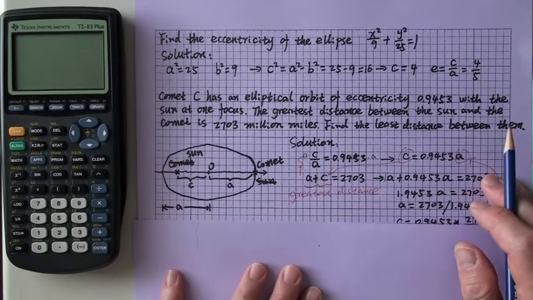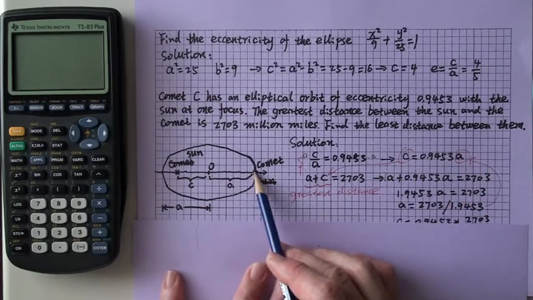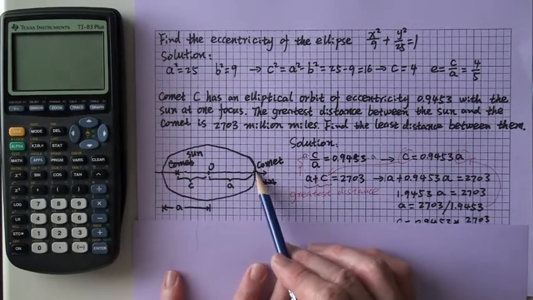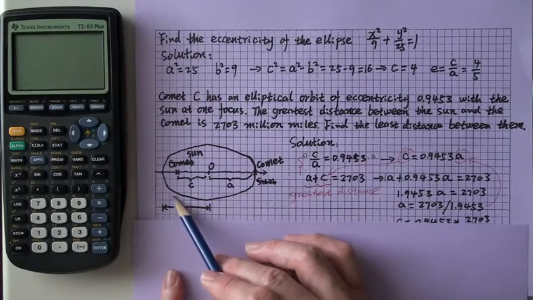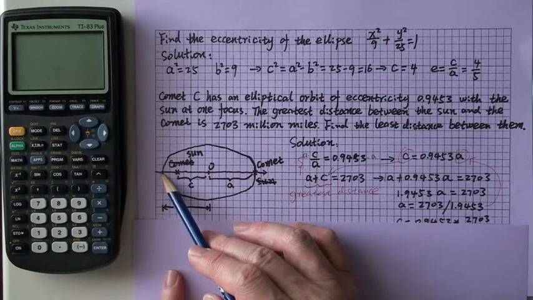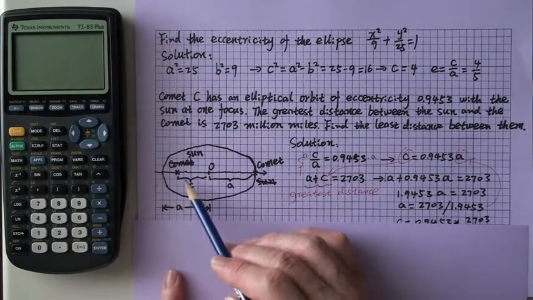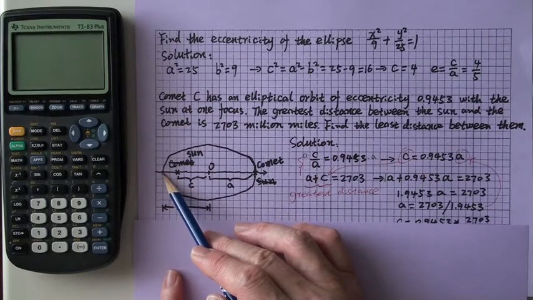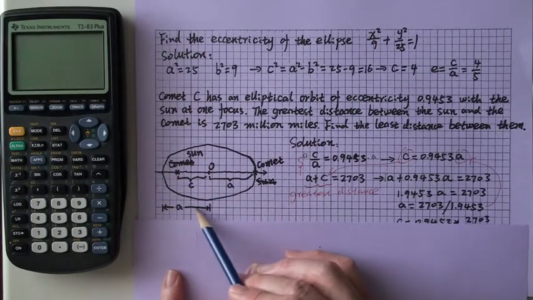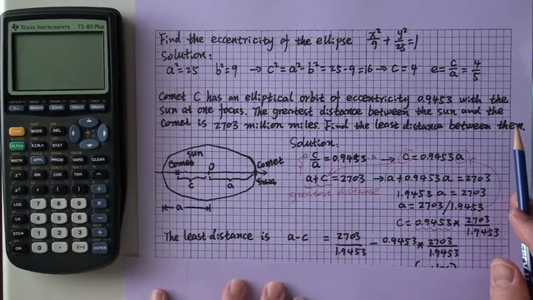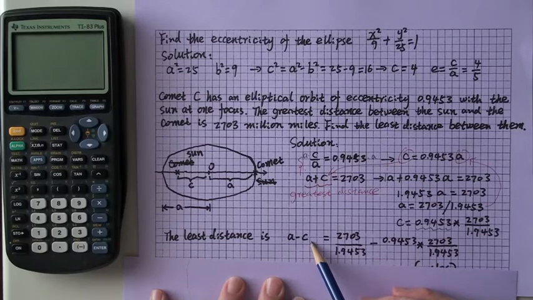Now what is the shortest distance? You know, this was A, this was also A because they are symmetric. The comet was here, but it rotates. Then it will be here, and the shortest distance will be A minus C, the longer one minus the shorter one. Then you see the least distance is A minus C.